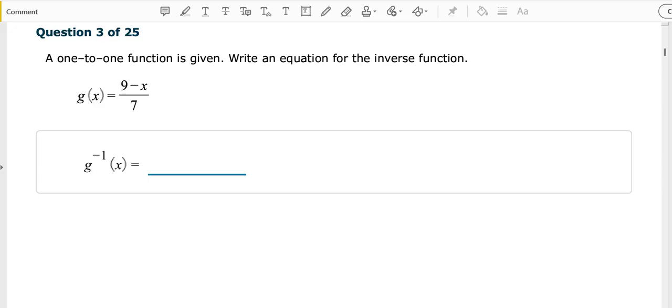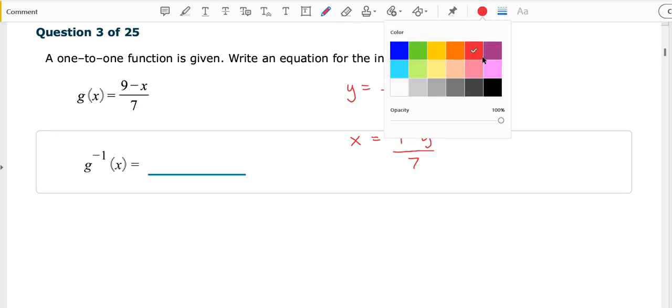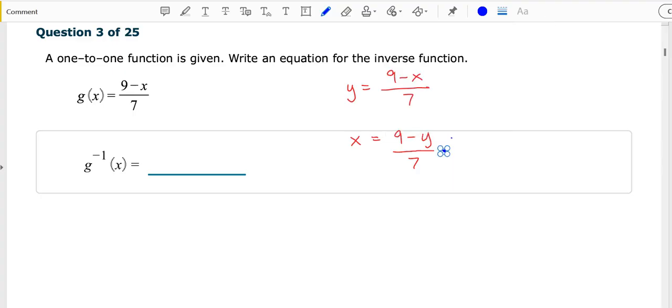Number 3, a one-to-one function is given. Write an equation for the inverse function. Okay, they told us that y equals (9 minus x) over 7. To find the inverse, we need to switch the x and y. So I'm going to write it as x equals (9 minus y) over 7. And now I need to get the y by itself. To do that, I'm going to multiply both sides by 7.